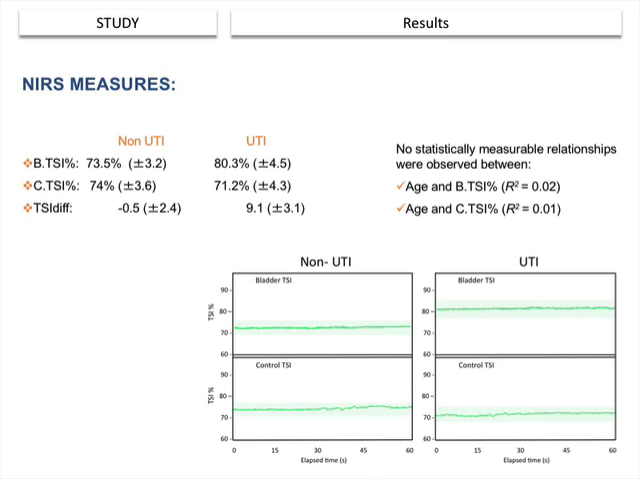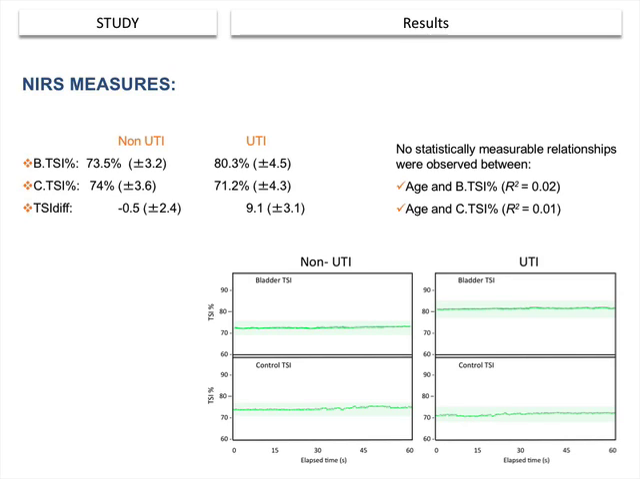Here you can see the differences between the non-UTI group, perhaps normal children, and the UTI group. The bladder TSI in the normal group was 73%, compared with 80% in the UTI group. And the control side, we can see, was in the normal range, again between 70 and 75%. So the control side in both groups was in the normal range.